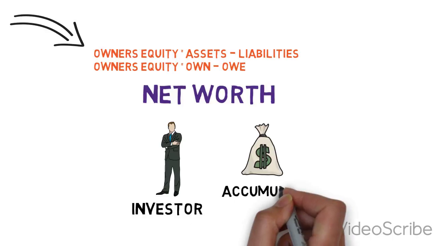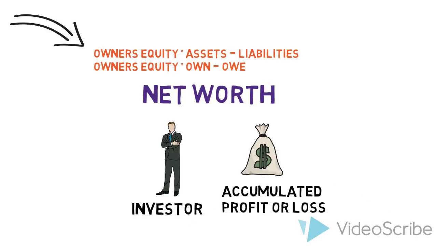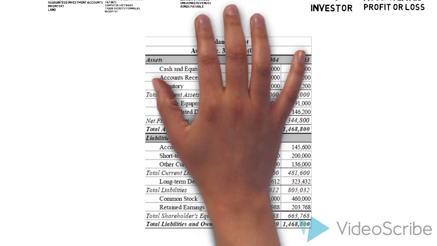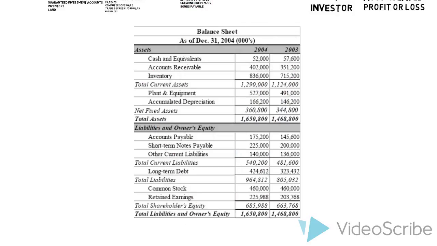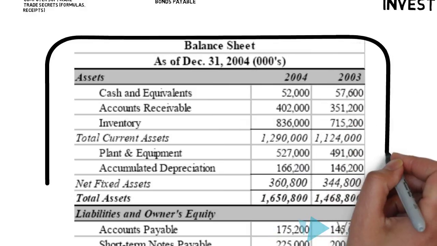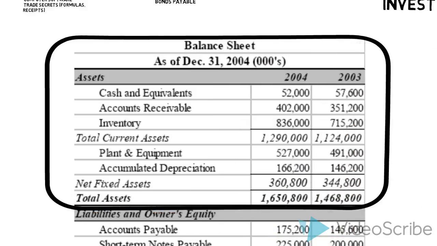So now that we have a basic understanding of what is an asset, a liability, and owner's equity, and have in mind the fundamental account equation, we can analyze a simple example of a real balance sheet. At the top of this balance sheet, we have assets, and at the bottom, liabilities and owner's equity. Let's take a look at assets first. They are divided into current and fixed assets.